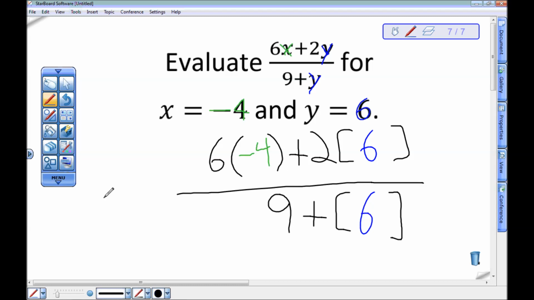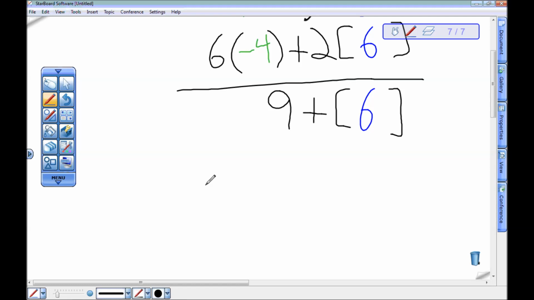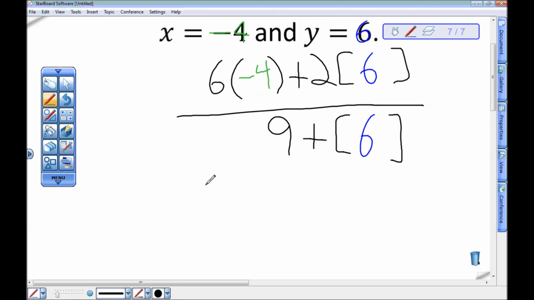Again, I paused just to make sure that I got those in the right place. Yeah, I feel pretty good. So now to evaluate this. I do have grouping symbol this time. This fraction bar tells me do the stuff in the numerator, the top, do the stuff in the denominator, the bottom, and then you can think about dividing. So don't divide first. Do the stuff in the numerator, do the stuff in the denominator.